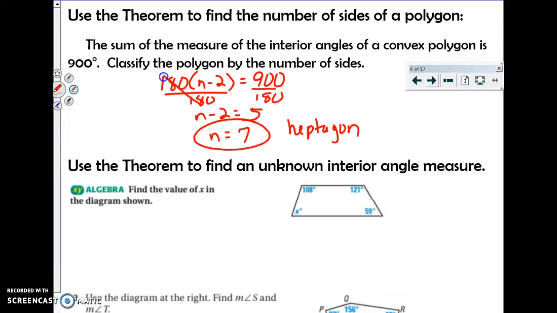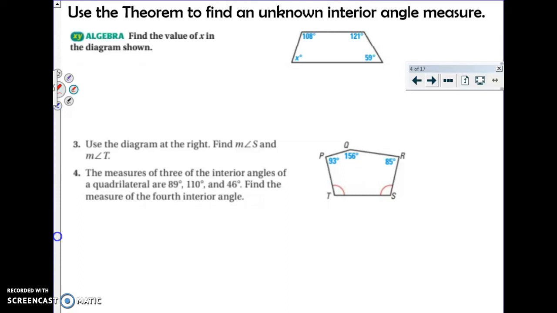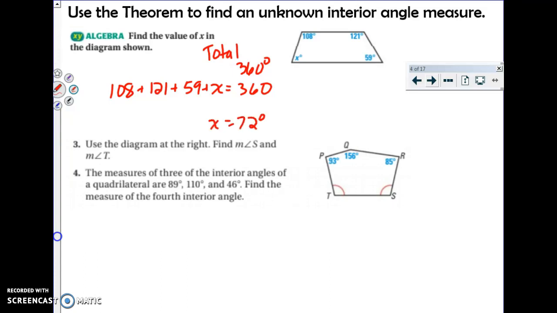Okay. So then we're going to use the theorem to find an unknown in a quadrilateral, which is more like the ones that you're going to be seeing for this unit. So you're going to first notice that this is a quadrilateral. Quadrilaterals total 360 degrees. So, similarly to how we did with triangles, I can take all the angle measures and add them up and set that equal to 360. I'm sure that you can go ahead and finish solving that correctly, and you should get x equals 72 degrees. So that's an example of using the polygon angle sum theorem for a quadrilateral.